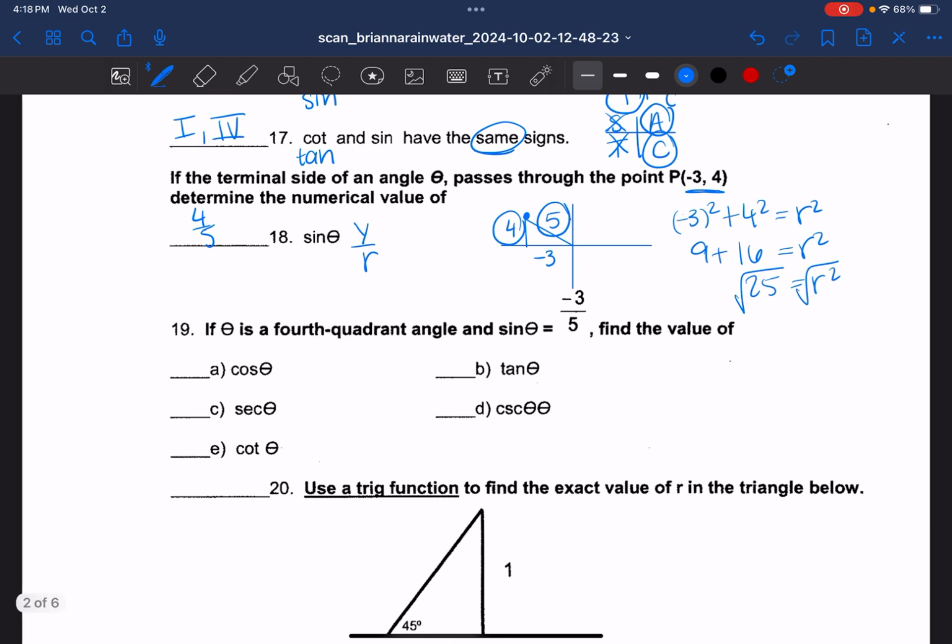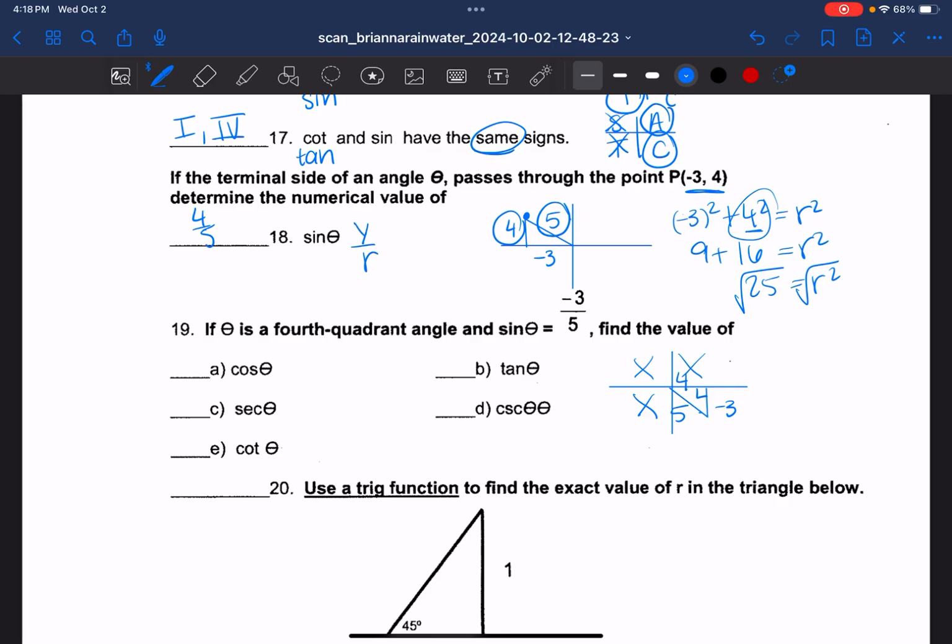Number 19 says, if theta is a 4th quadrant angle, so they're letting us know that it's going to be in this quadrant, so it's not here, here, or here, and sine is -3 over 5. So I'll draw myself a triangle. Sine is y over r. So again, I would do Pythagorean theorem, but this is the same numbers as before, just a different side missing. So this missing side must be 4.